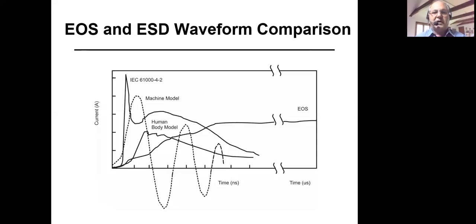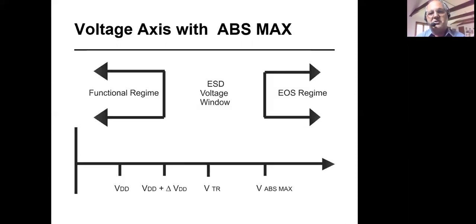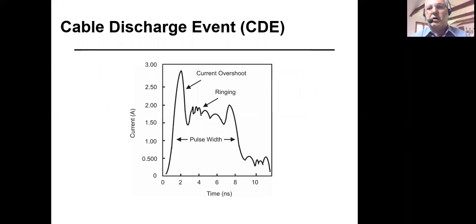EOS and ESD have different pulse waveforms. EOS can be a very long pulse, while for ESD, there are very well-defined standards for human body model, machine model, and another test called the IEC 61000-4-2. There is a voltage axis where there's an ESD voltage window, and then there's a window where electrical overstress is above absolute max.